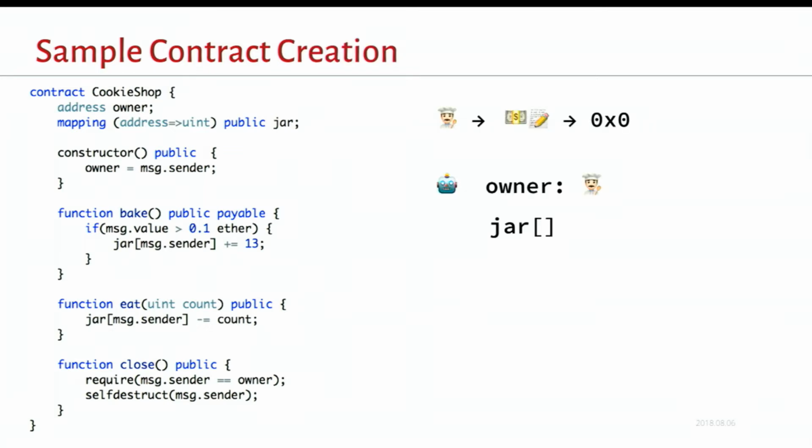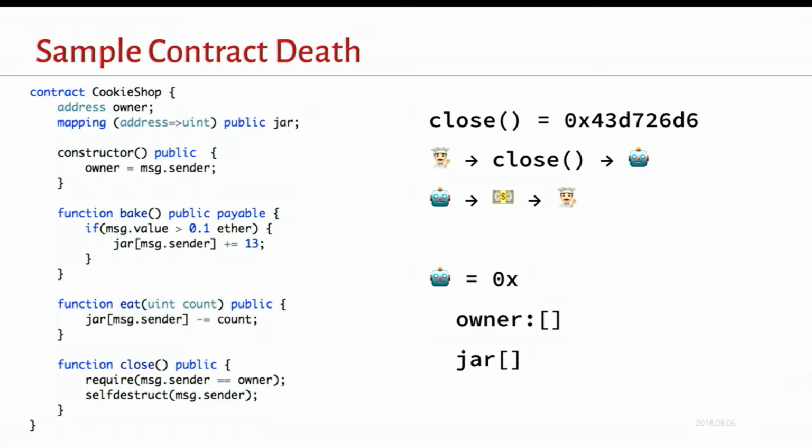So let's look at what happens when a contract's created. Manual creation of contracts happens when an account sends a little bit of money to cover the gas costs for creating the contract, and the contract creation code, to address 0. So what happens is just what you'd expect. It creates a new contract represented by this robot. The owner is set to who created it, and jar is basically empty. Everything is initialized to 0.